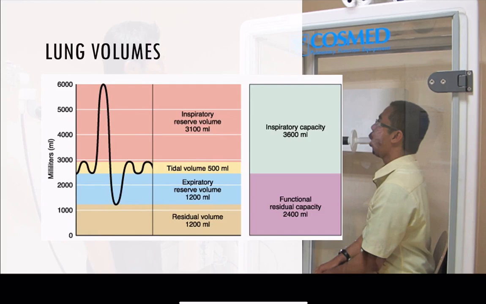Capacities are just descriptors where you put several of these volumes together to describe different areas of the lung we use. So our inspiratory capacity is your tidal volume with your inspiratory reserve volume. Those come together for your inspiratory capacity. Your functional residual capacity is the amount of air in your lungs at the end of a tidal volume breath. So it is residual volume plus that expiratory reserve volume.